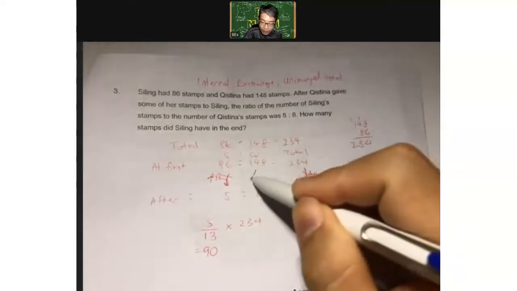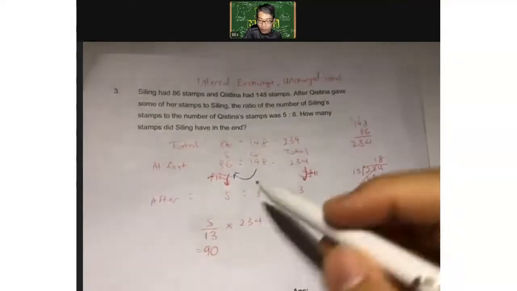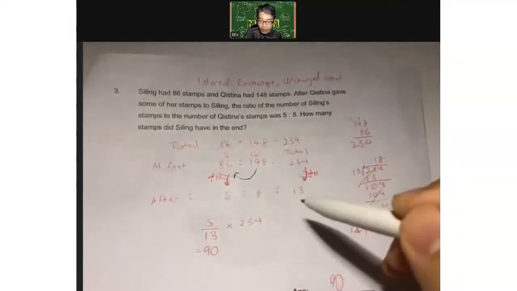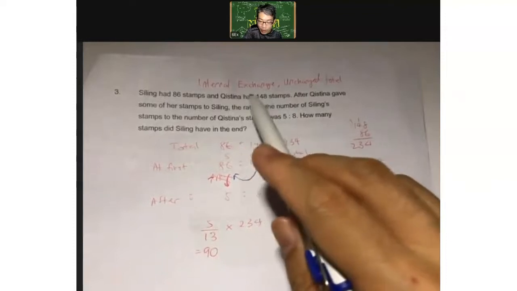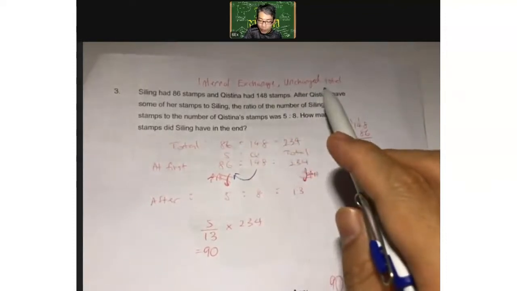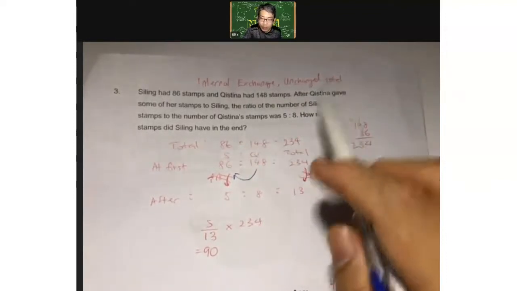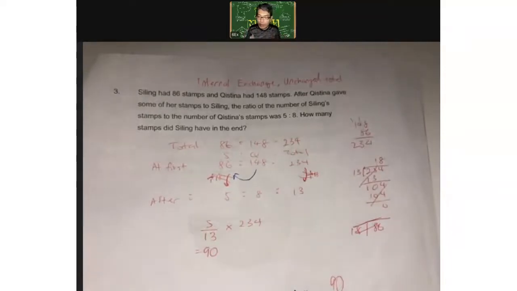Now you know that after Christina gave some stamps to Ceiling, the ratio changed to 5:8. Remember? This is internal, they were exchanging their number of stamps, but nobody gave stamps to anyone else. So the total number of stamps between them remains the same. I'll give you a quick example here.